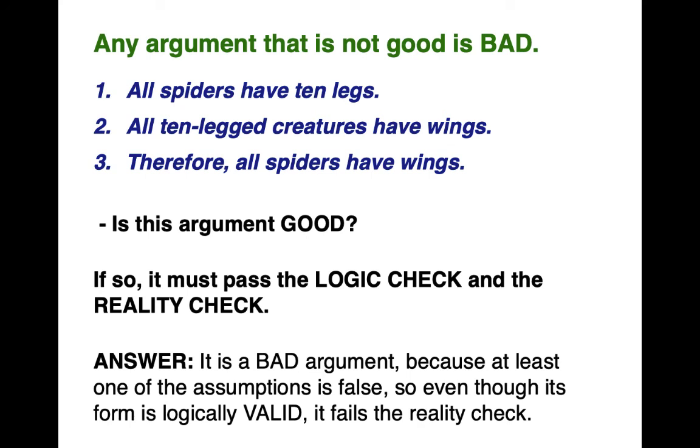Well, you can name a 10-legged creature that doesn't have wings. In fact, you could probably name several. And you would demonstrate that claim is false. Crabs, shrimp, 10-legged creatures, no wings. So claim 2 is false. So not only is claim 1 false, so is claim 2. All you need is one of these claims to be false. Argument fails. It's not good.